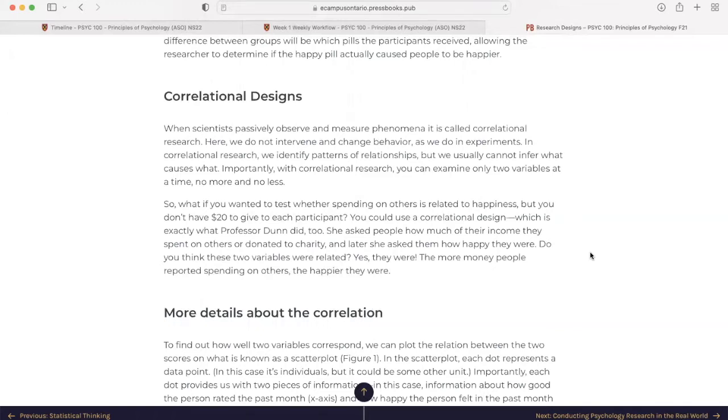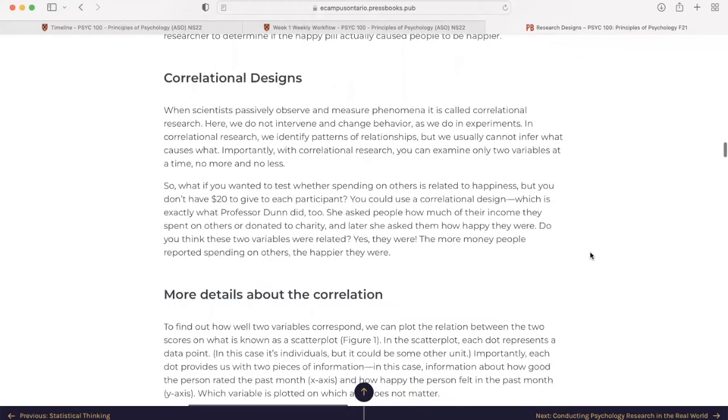So, what if you wanted to test whether spending on others is related to happiness, but you don't have $20 to give each participant? You could use a correlational design, which is exactly what Professor Dunn did, too. She asked people how much of their income they spent on others or donated to charity, and later she asked them how happy they were. Do you think these two variables were related? Yes, they were. The more money people reported spending on others, the happier they were. More details about the correlation.